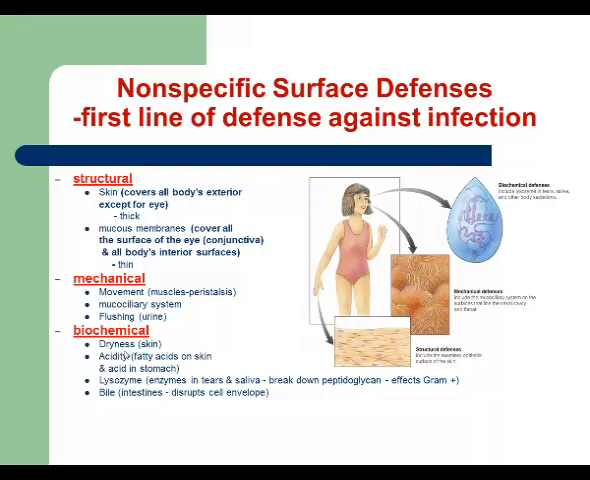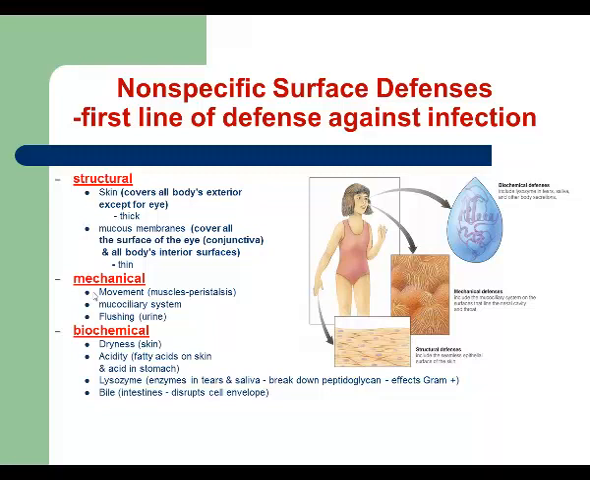And the last part of the first line will be the mechanical part. As an example of the mechanical part, we can use movement of our bowels, which we call peristalsis, bowel movement. Another is flushing of the urine. When urine flows through the urinary tract, it mechanically removes microorganisms from the surfaces of the mucous membranes of the urinary tract.